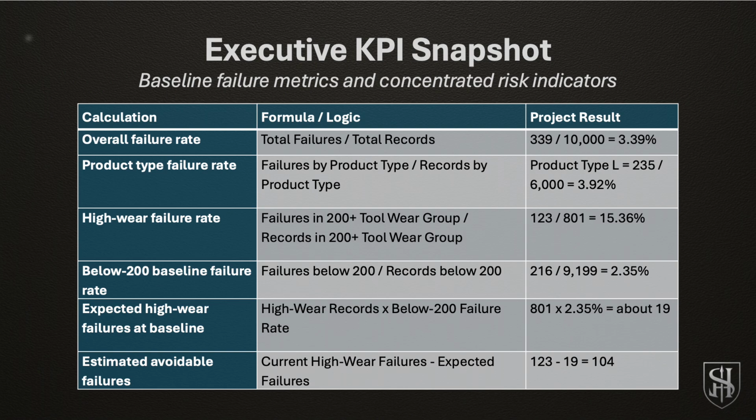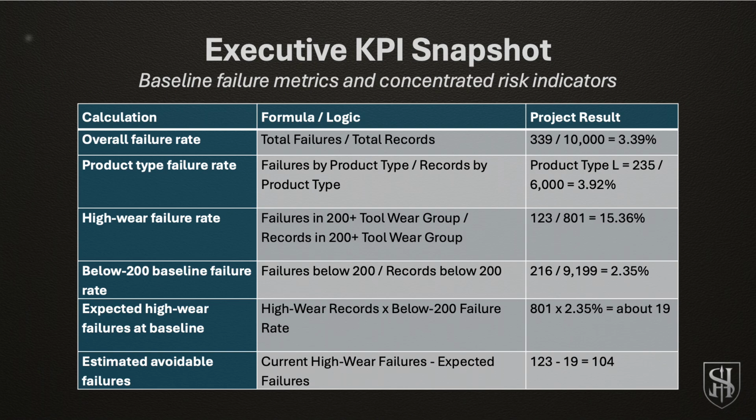The final calculation estimates the avoidable failure opportunity. The high wear group currently had 123 failures. The baseline estimate suggested approximately 19 expected failures. Subtracting 19 from 123 gives an estimated 104 potentially avoidable failures. This number is important because it translates the analysis into a business opportunity. It suggests that a targeted maintenance strategy focused on machines approaching the 200-minute tool wear threshold could potentially reduce a meaningful share of failures. However, this estimate must be interpreted carefully.